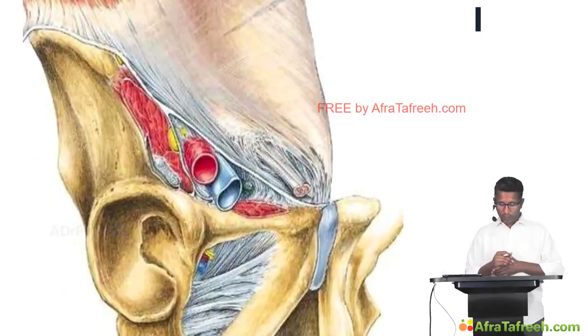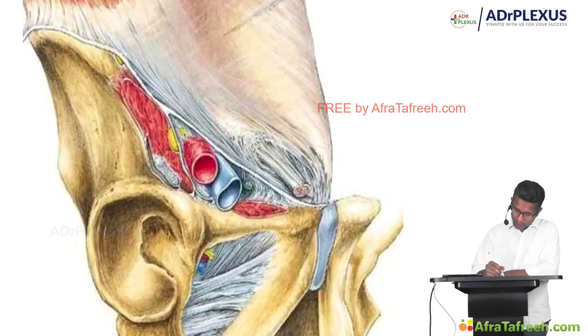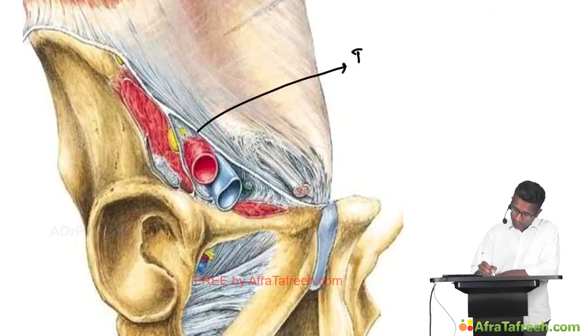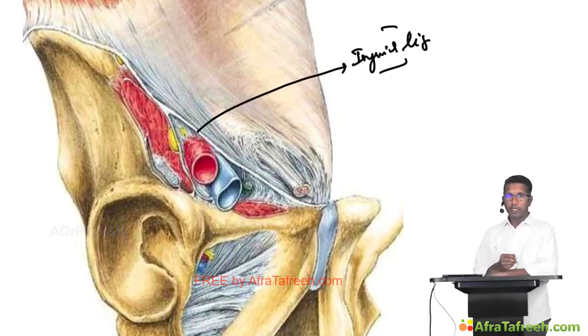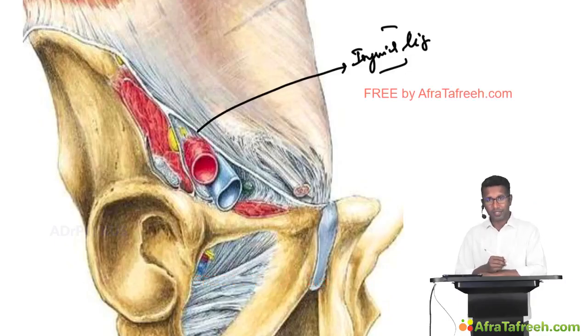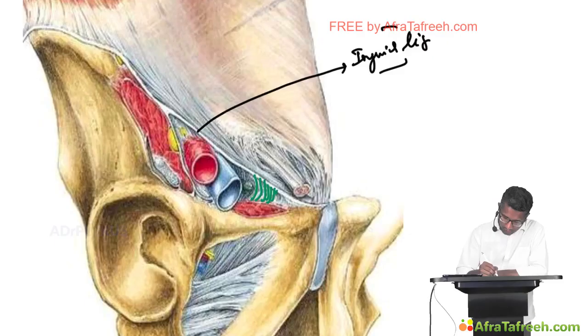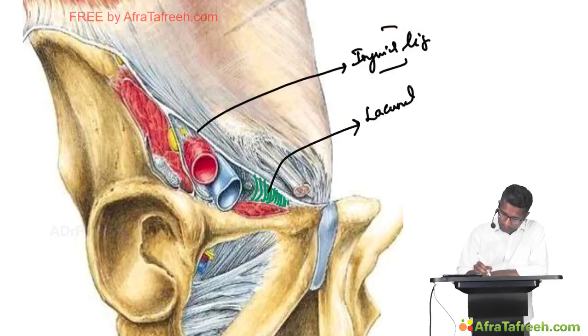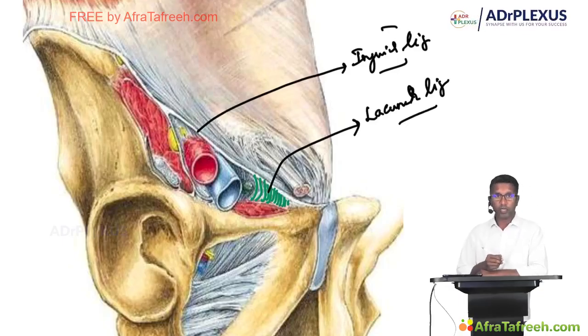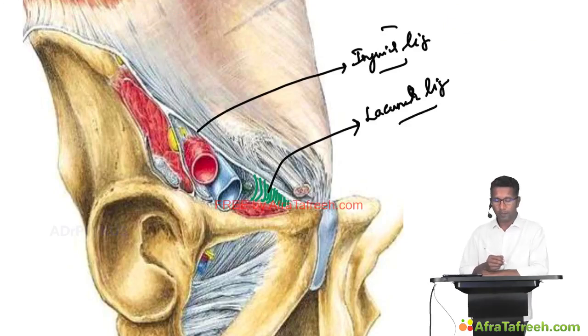If you see here, what are the structures? First, this is called the inguinal ligament, and this inguinal ligament gives rise to certain reflections. This reflection of the inguinal ligament is called the lacunar ligament. This ligament is very important in understanding the femoral ring again.